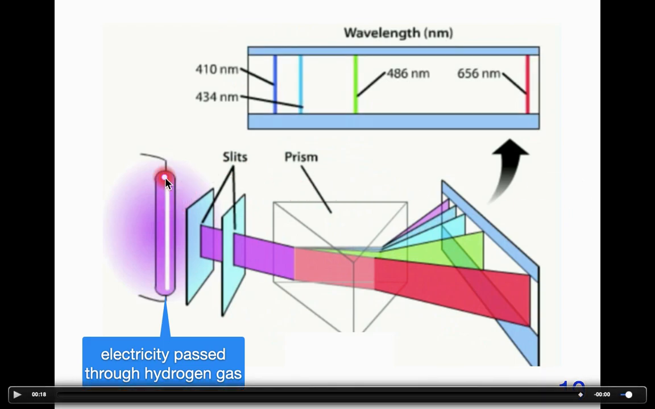So this is hydrogen gas, and if electricity is passed through it, it gives off this lavender color, but it's really made up of different colors. And if you pass it through a prism or what's called a spectroscope, you can break the color into its components. And so that's what we mean by a bright line or emission spectrum.